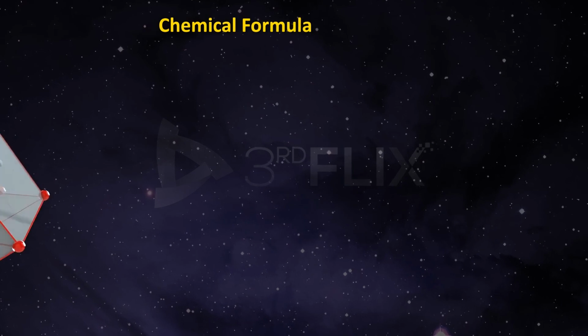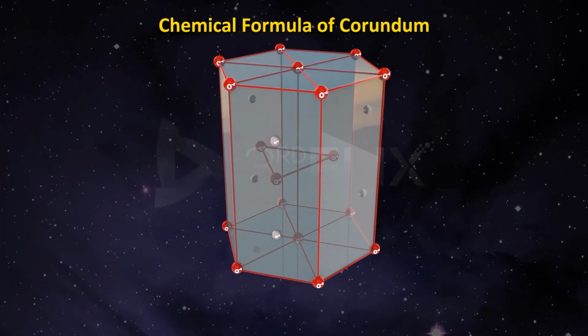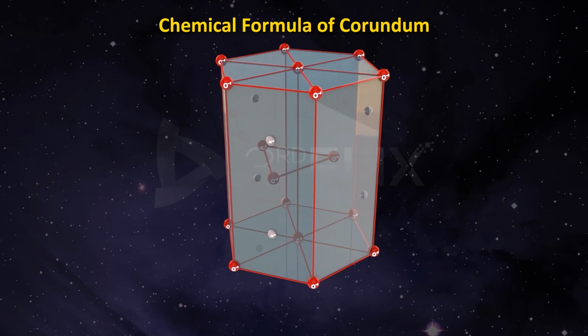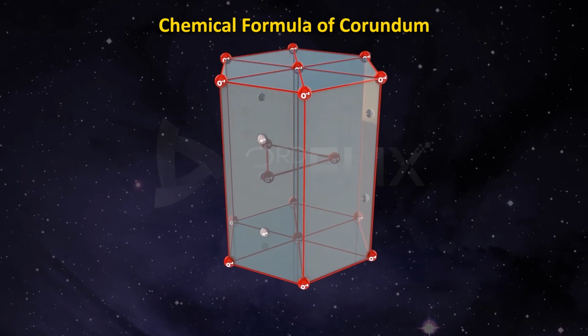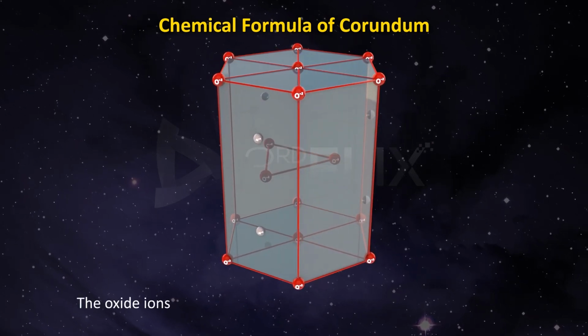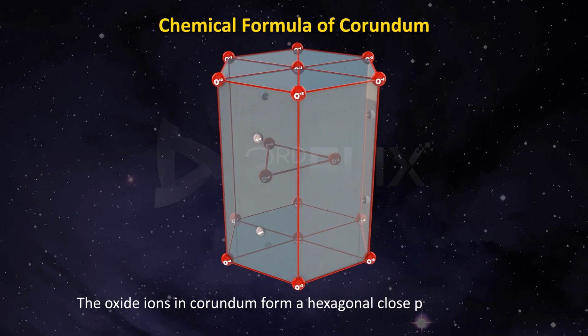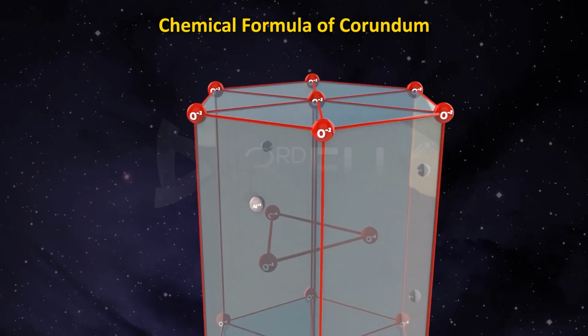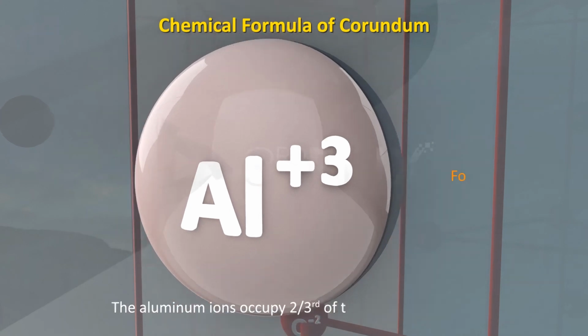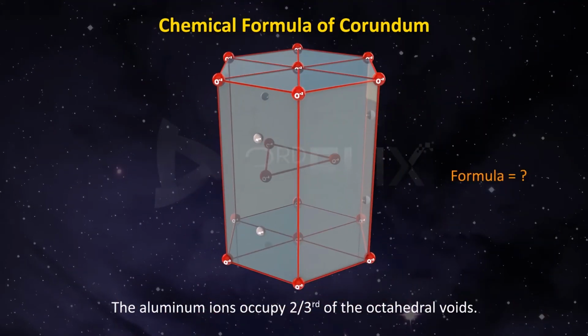Let us understand the concept by writing the formula of a compound. Let's take the example of corundum. The oxide ions in corundum form a hexagonal close-packing lattice, and the aluminium ions occupy 2/3 of the octahedral voids.